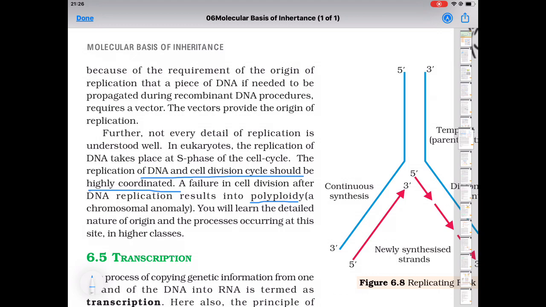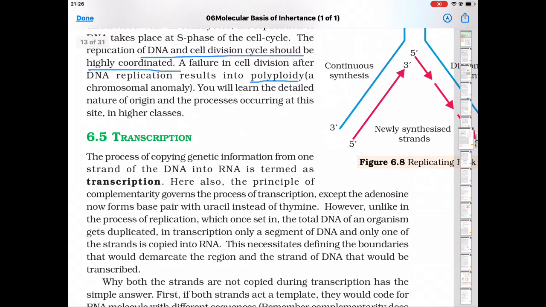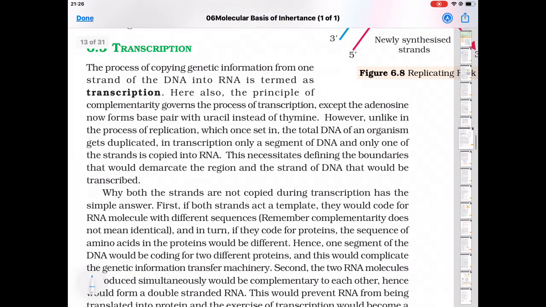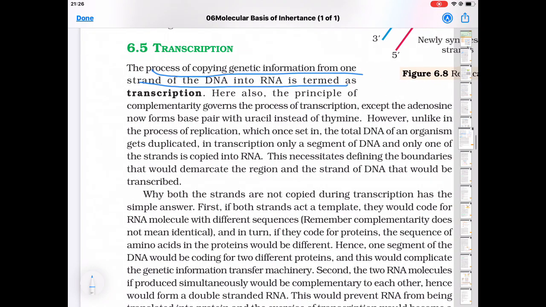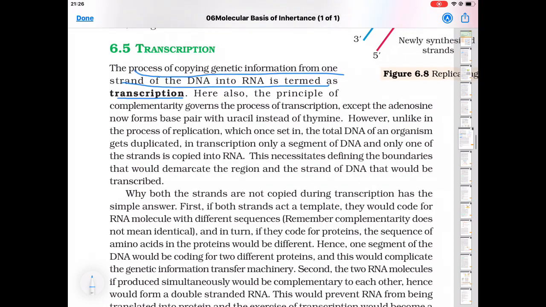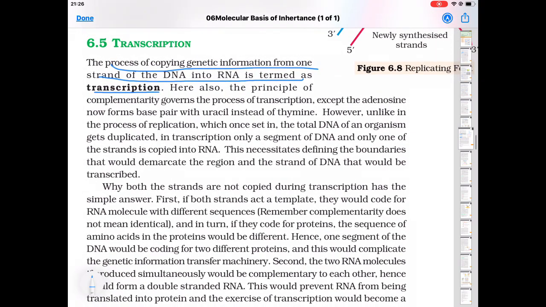Next is, what is transcription? The process of copying genetic information from one strand of DNA into RNA is termed as transcription. That is, the formation of RNA from DNA is known as transcription.